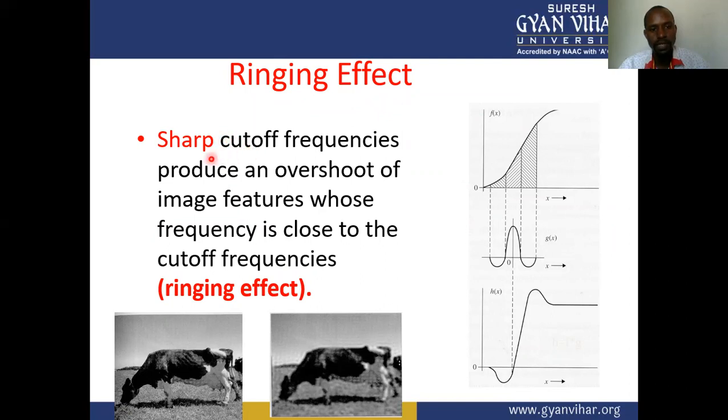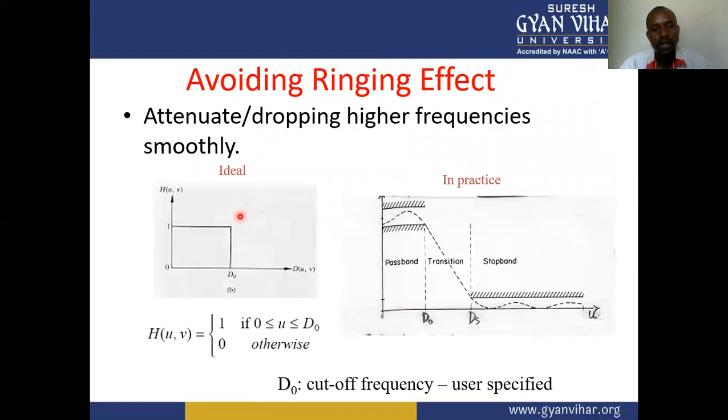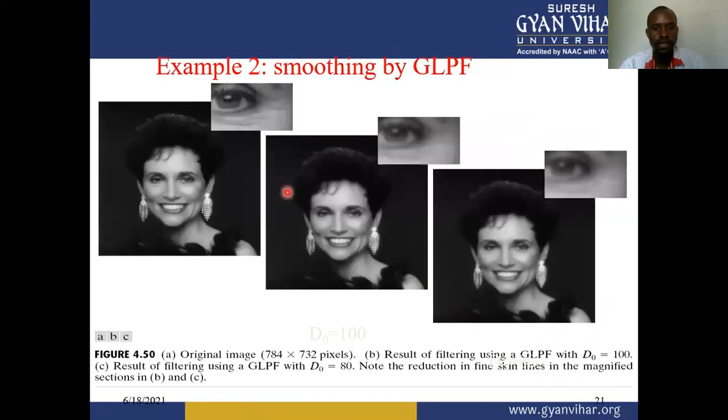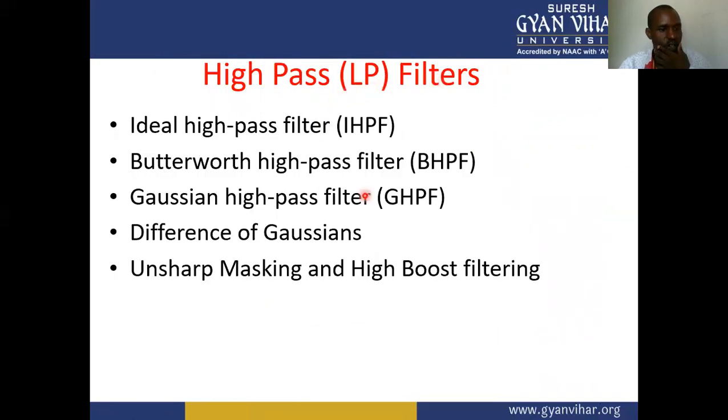Sharp cutoff frequencies provide an overshoot of image features whose frequency is close to the cutoff frequency. That is the ringing effect. This is also the same diagrammatic representation. Whenever we want to avoid the ringing effect, we drop those higher frequencies and remain with a smooth frequency. These are diagrammatic representations of using the Gaussian low-pass filter to repair broken text. There's a similar case where we want to reduce skin lines, which we can do using the Gaussian low-pass filter.